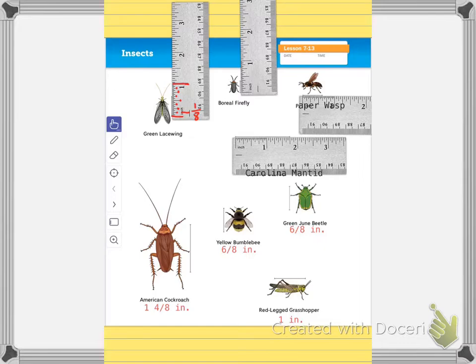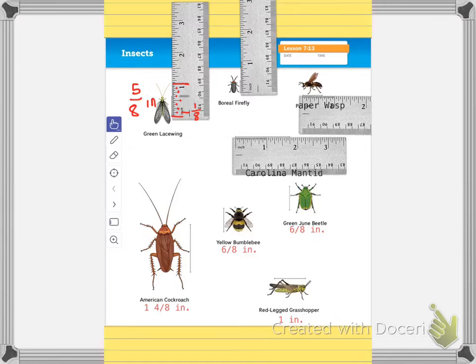All right, so when I'm measuring the green lacewing, I would look at it and I would see that it would be 1, 2, 3, 4, 5 of those dots to bring me to this section right here. And so 5 of those, if each one of them is 1/8, the green lacewing then would be 5/8 inches. So we would write 5/8 inches.